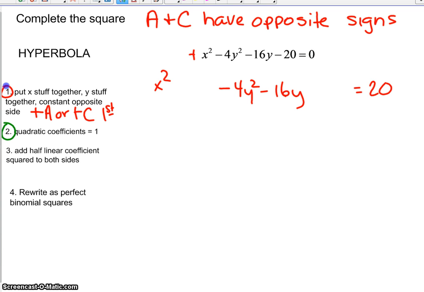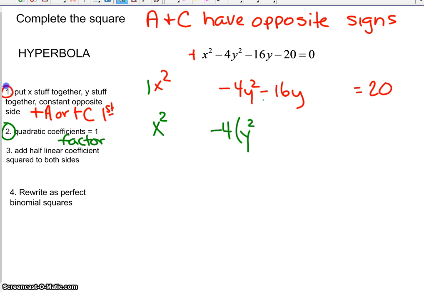Still need to have my quadratic coefficients be equal to 1. Okay. In this case, my x piece is okay, but my y piece isn't. So it's the same idea. I'm going to factor out A if I'm dealing with the x's, C if I'm dealing with the y's. So what I'm going to factor out here, I want to take the sign with it. I want to make it a positive one again. So what I have to do is divide by -4.